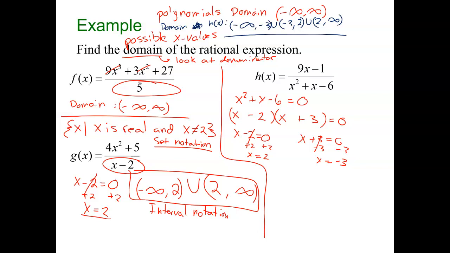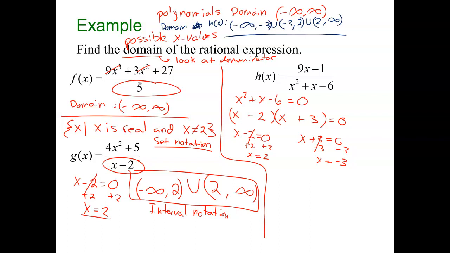As for domain, okay, we're going to be doing multiple other things today. But for domain, the only thing I need to focus on is the denominator. Set it to 0, solve, find the excluded values.